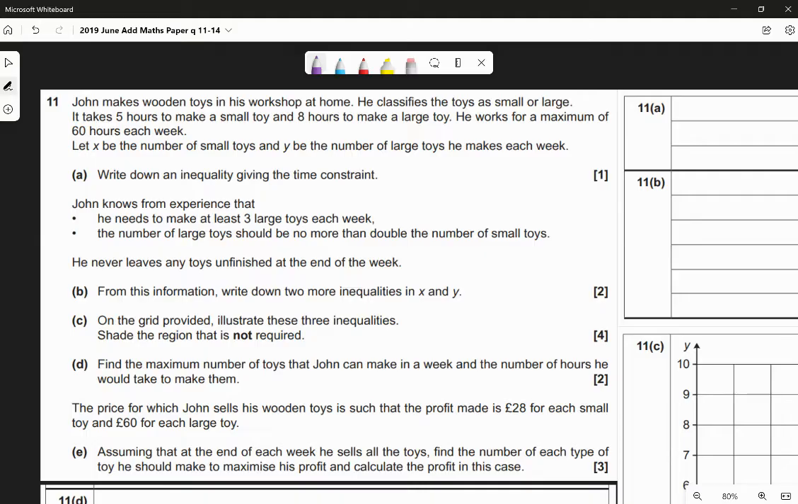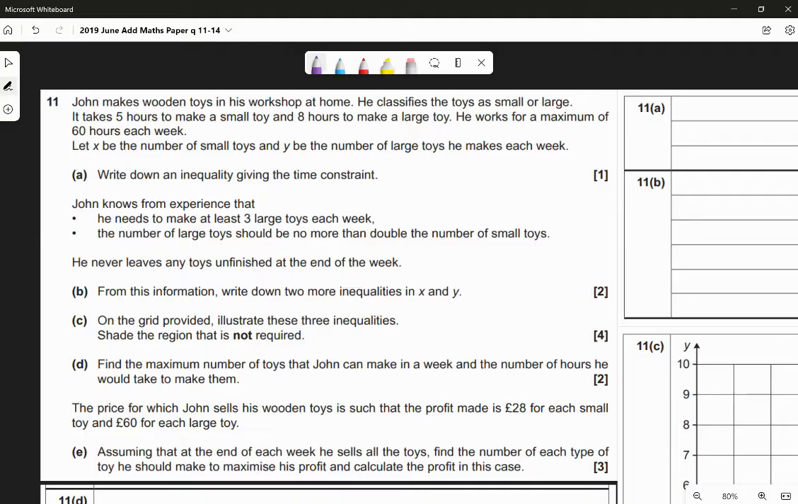Okay, so I'm thinking this is probably a linear programming problem. A linear programming problem is when you have a question with different variables. Here, our variables are the number of small toys and the number of large toys, and we have certain constraints. A constraint is something we are constrained by. Here, John is constrained by the amount of time he can spend making toys. So one of his constraints is that he can only work 60 hours at maximum. He can work less than that, but it says he works for a maximum of 60 hours each week. So that is a constraint for him.